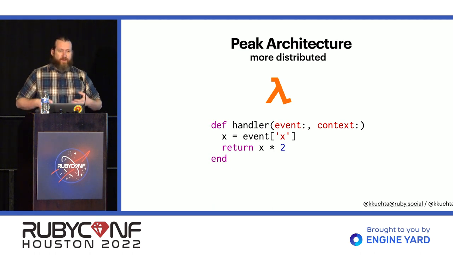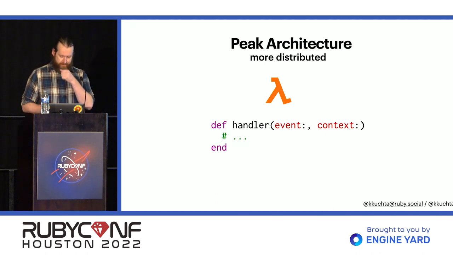You give them a function definition, and they will run it for you whenever you ask. One time, 1,000 times, 1,000 times at once, and you don't have to worry about where it runs. You don't have to worry about EC2 boxes or Heroku dynos or any of that stuff. And of course, for the privilege, they will charge you a fraction of a cent per second that your Lambda is running. Cool. Anyway, the basic Lambda function definition looks like this.